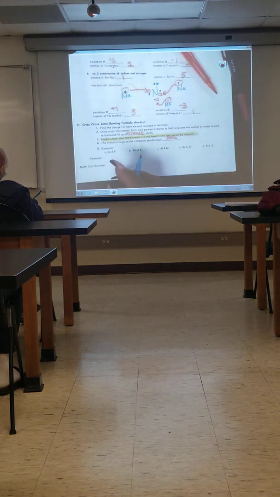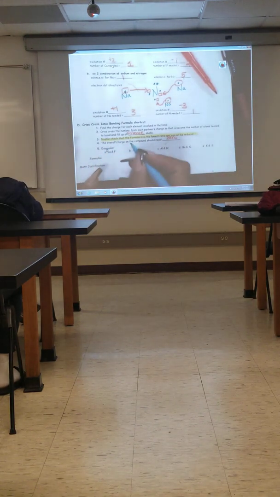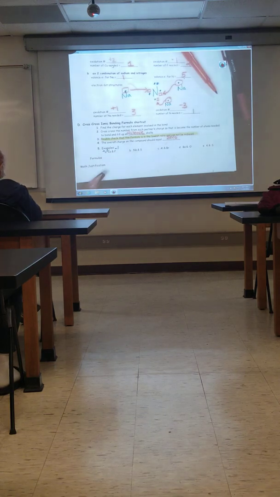So calcium. Calcium is a metal in group 2. So let me put a 2 over here. Fluorine is a non-metal in group 17. What is the charge? It's going to be a -1, and that's a +2. So find the charge for each element involved in the bonding. I did calcium +2, fluorine -1.